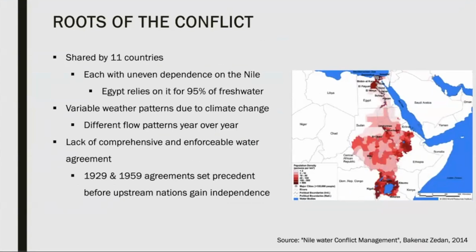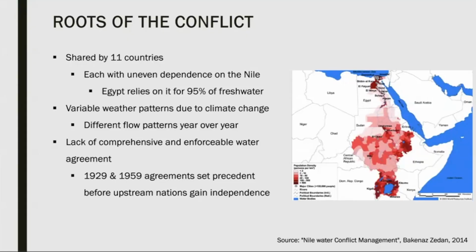So the roots of the conflict, again, kind of as Jack mentioned, begin with the fact that the Nile is shared by 11 countries, each with varying dependence on this water. For example, Egypt relies on it for 95% of its fresh water and is the furthest downstream country. Part of this reliance comes from the variable weather patterns in this region, partially due to climate change and partially due to the weather patterns in this East African region.